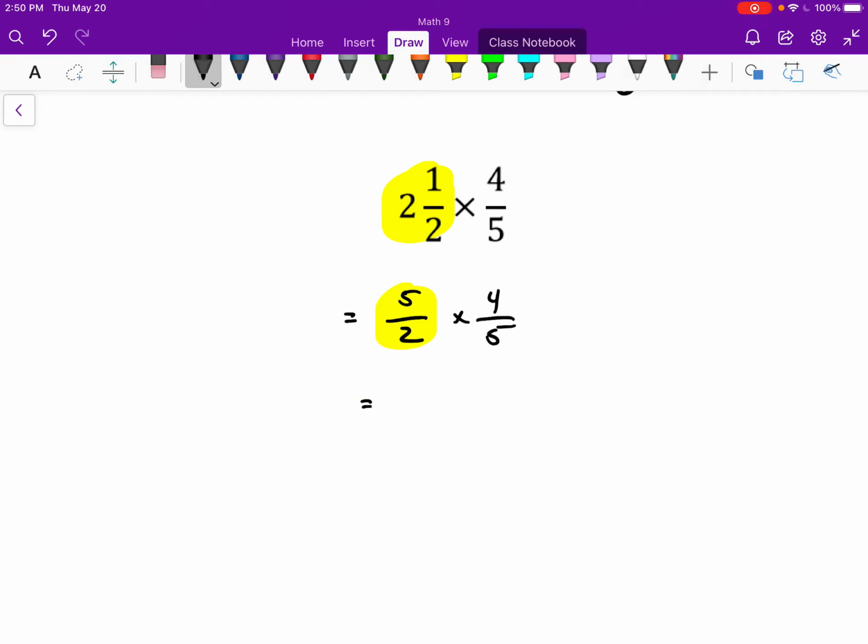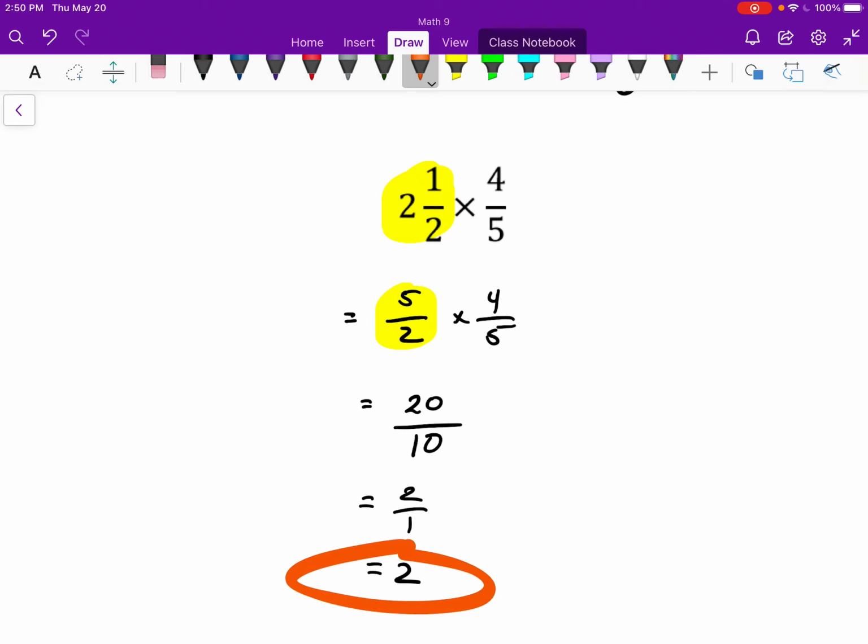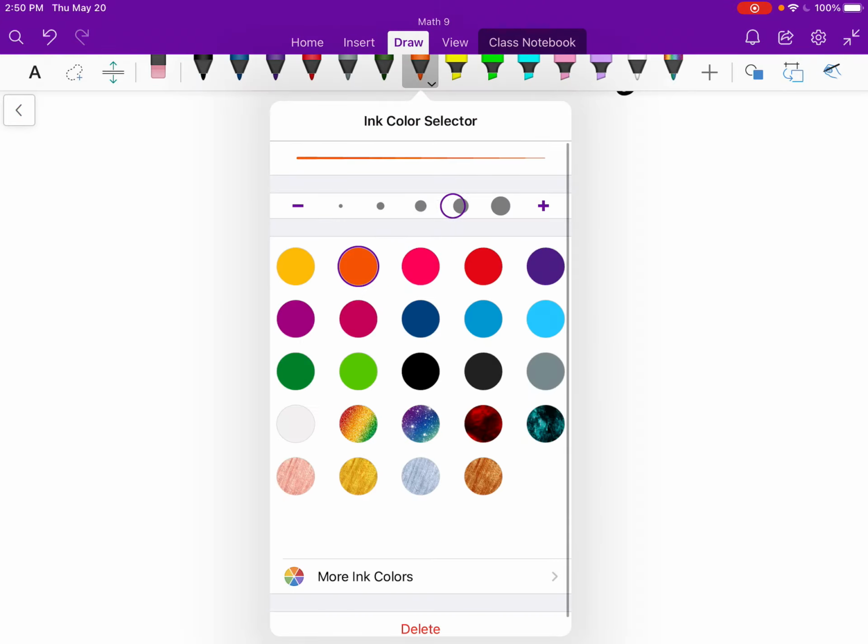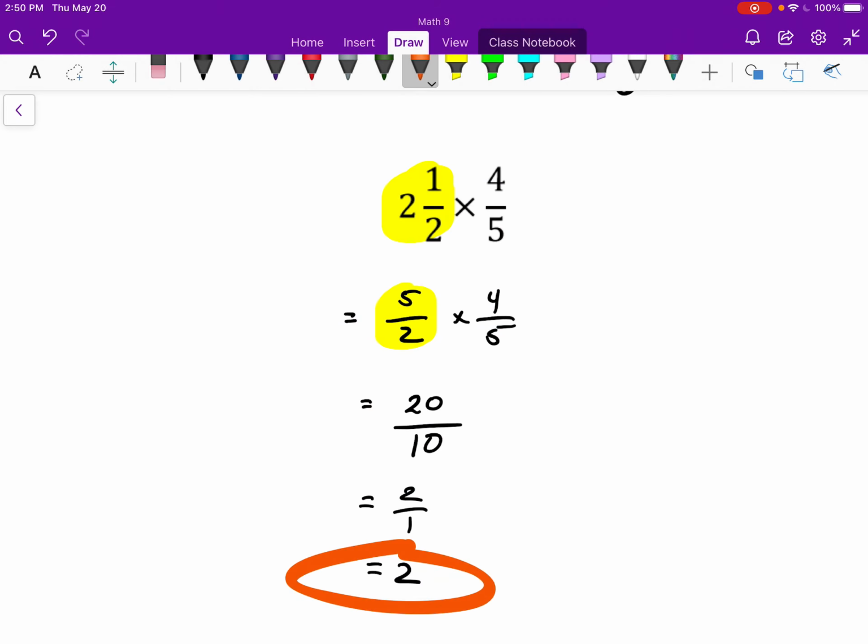First, let me just go 5 times 4, which is 20. 2 times 5 is just 10. I get 20 over 10, which is the same as 2 over 1, or just 2. That's definitely the best answer, 2. That's a big marker. All right, so the answer is 2.